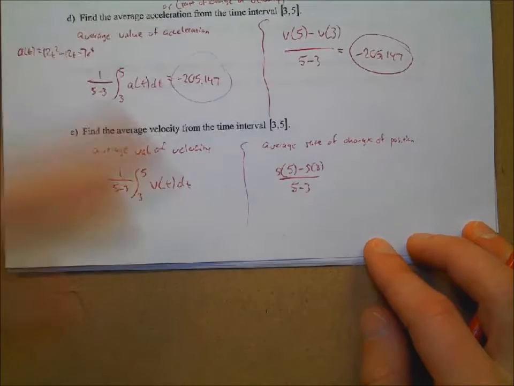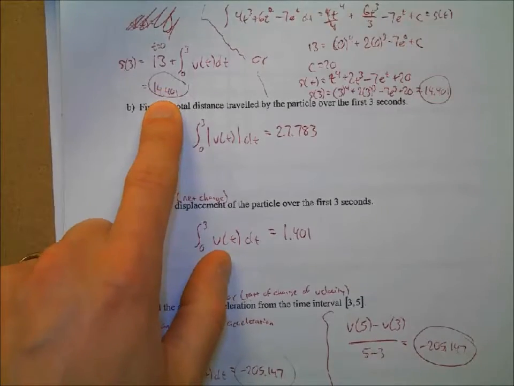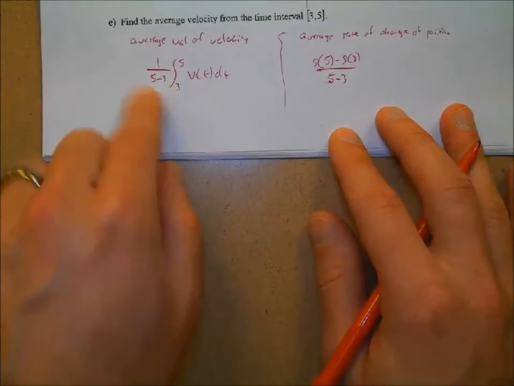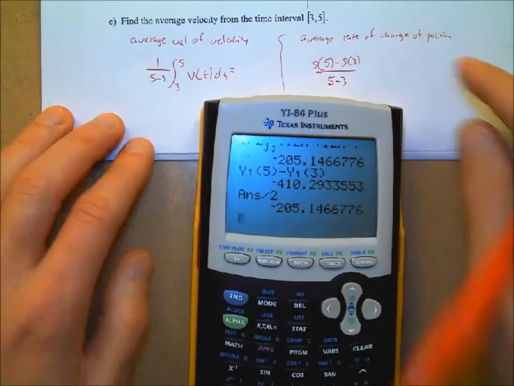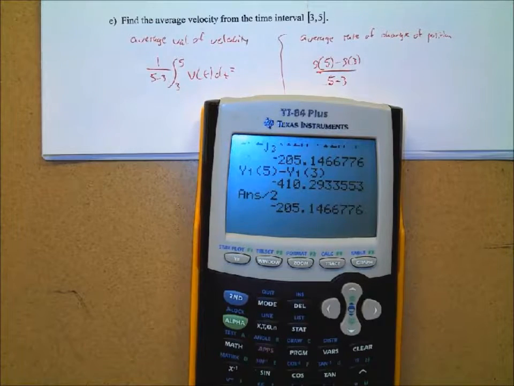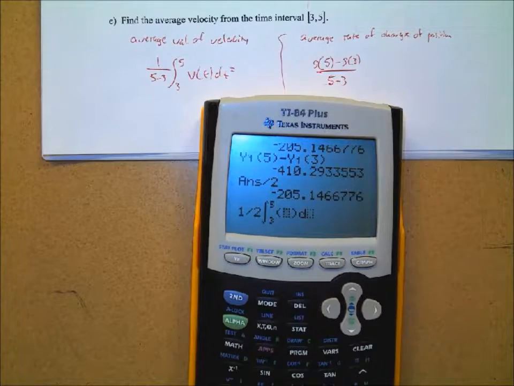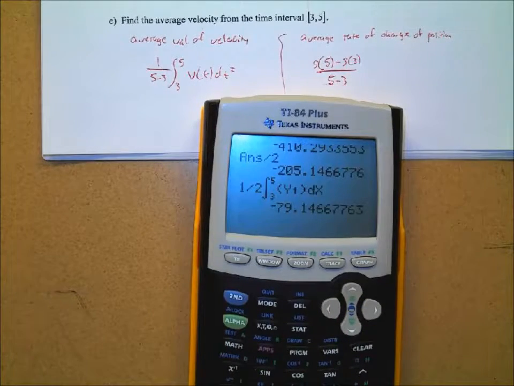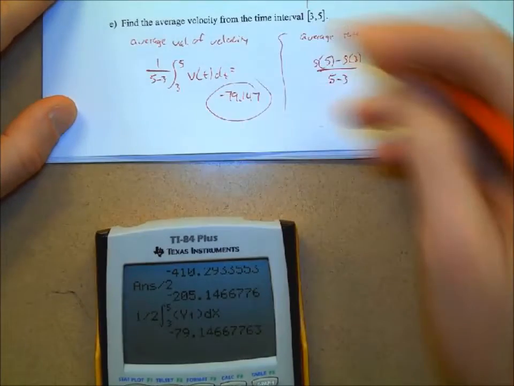Here, strategically, I think this is the better way to go, right? We already have the velocity. In your earlier work, you maybe did not calculate what the position was, right? Maybe you did this for letter A instead of finding the actual position here. So it's really up to you what to do. I think I'm going to do this one, though, because it's a lot easier to type into the calculator, especially because I already have the velocity in my y1. Again, don't forget that coefficient out front, 1/2, math 9 of y1 with respect to x. So I get about negative 79.147.